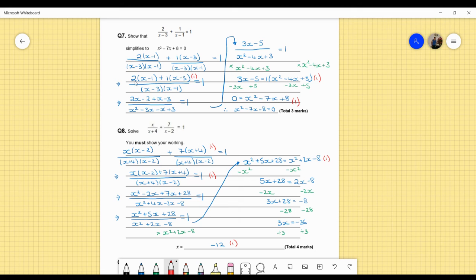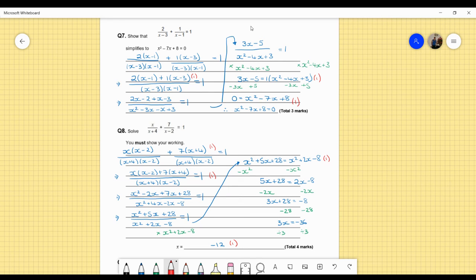So we're looking for this bit here, so 2 brackets x minus 1 added to one lot of x minus 3 for a mark over our common denominator. Expand all your brackets out and then simplify as much as possible, and we end up with this equation at the top on the right hand side.